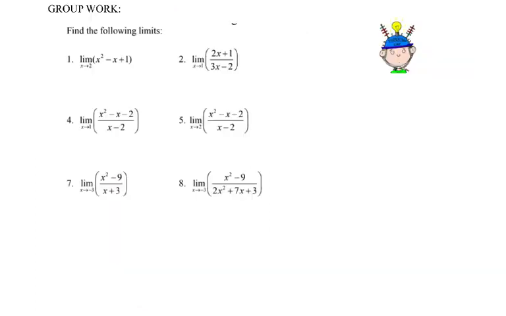Okay, moving on. We've got a bunch of questions here. I know it says group work; sorry, I didn't change it from our original lesson format. But again, I'd like you to pause the video at this point and see if you can come up with the correct responses to all of these functions. Take a moment to pause, and then we'll continue on when you get back.